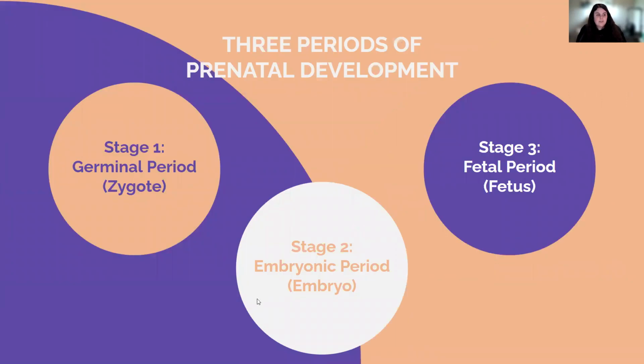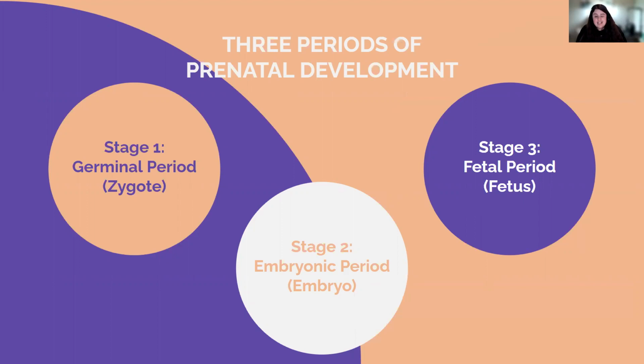Specifically, we will talk about the 3 stages of prenatal development. So first one being germinal. The germinal period, at this point, the organism is referred to as a zygote. And then we have the embryonic period, we have an embryo. And then finally the fetal period, where it's called a fetus.